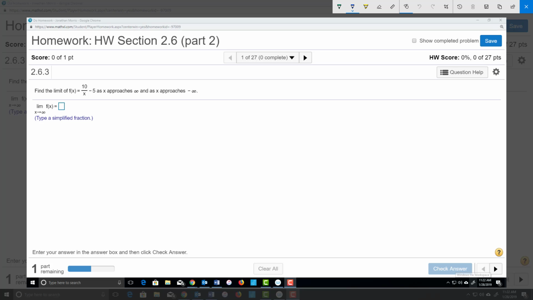So just to go over a few examples from the homework, where it's asking us to find the limit of f of x as x approaches infinity. Technically, you can think of this as the limit of 10 over x as x approaches infinity minus the limit of 5 as x approaches infinity. It may be a little easier to see if you separate it out like that.